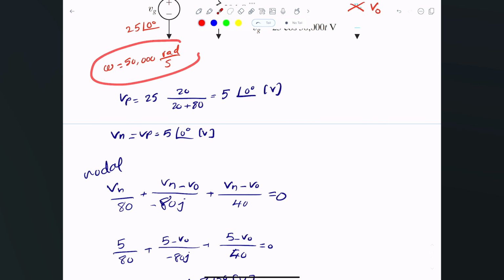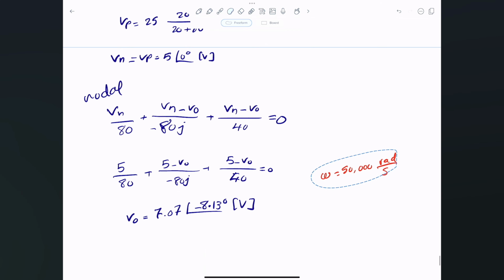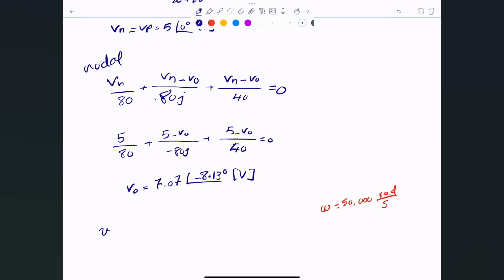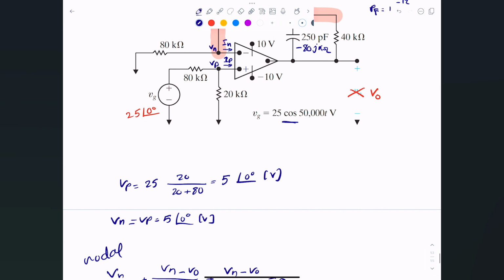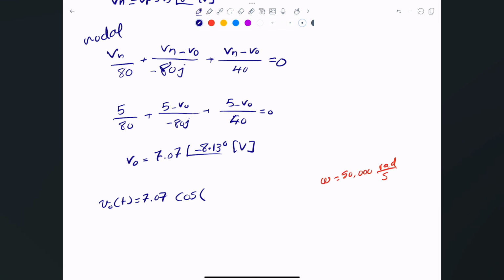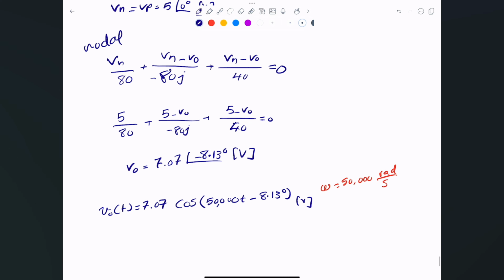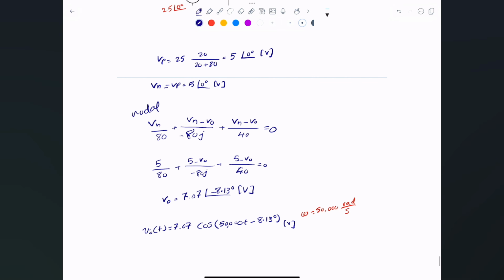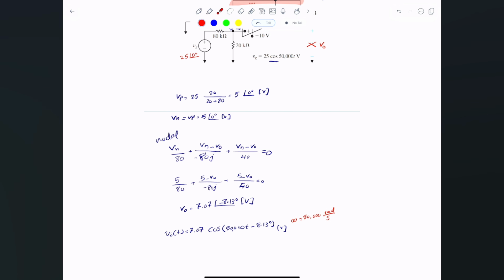And just remember that, I'm going to drag it here so that we don't have to remember it, everything is based on this omega. So V naught of t is simply 7.07 cosine, since we converted the cosine here, and this one is also cosine. Omega is 50,000 t minus 8.13 degrees, in volts. So this is how the output is related to the input. If you think about it, a couple of things happened with this operational amplifier. The amplitude of the input got reduced, and at the same time we had some phase shift of 8.13 degrees. So now the output is lagging behind the input by 8.13 degrees.